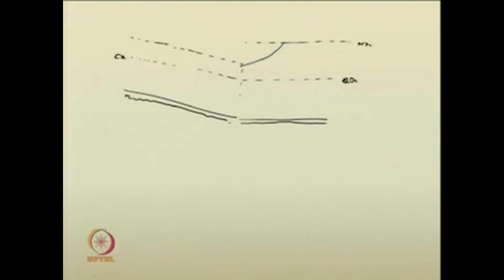From here it will just go like this and reach the normal depth line, means the water surface profile goes in this way. You can imagine like that. Then this will be an M2 curve in channel 2, but the question is whether this is theoretically possible or not.